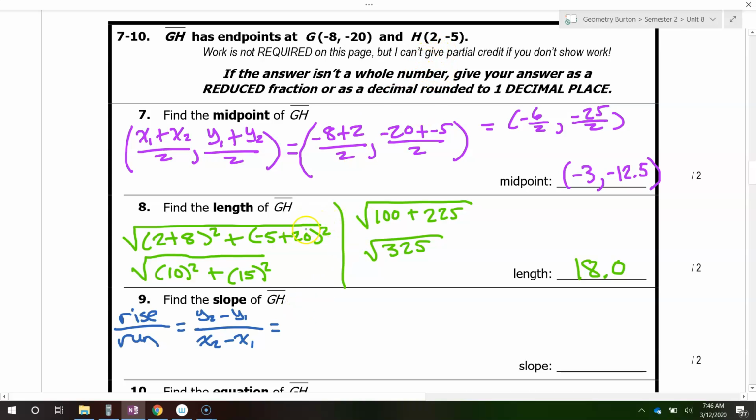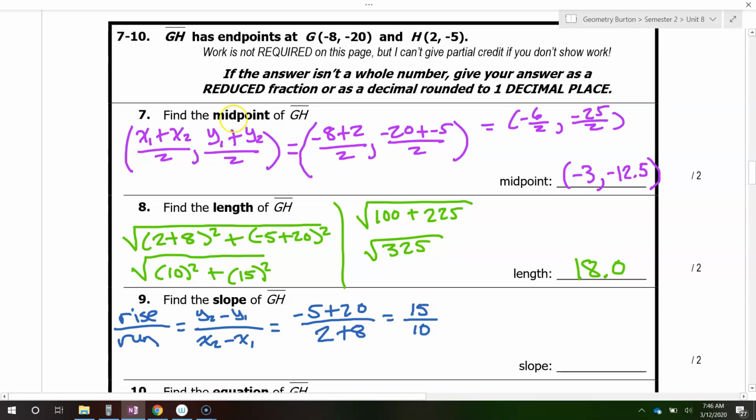Okay, so the y minus the y is really what we had put right here. It's going to be the negative 5 plus 20, right? Negative 5 plus 20. And the x minus x is what we had right here. It's going to wind up being 2 plus 8, because 2 minus negative 8 is the same as 2 plus 8. And so the rise is going to turn out to be the number that we got right here, which is 15, and the run is the 10.